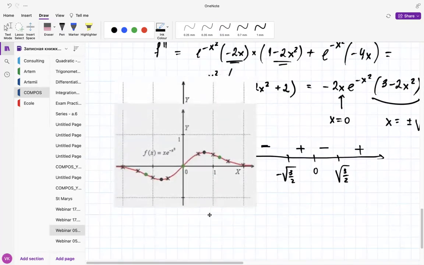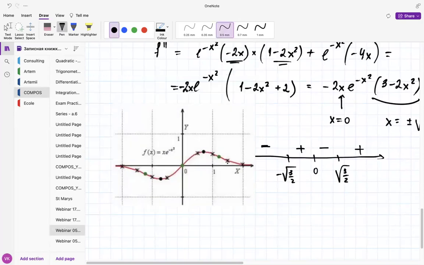And now those points here, which are stop points, what do they reflect? Well, basically these stop points never reflect something. These green points reflect our inflection points. So this is our 0, where we change our concavity. This is our square root of 3 over 2, and this is our minus square root of 3 over 2. So I believe we've nailed it, and the picture is just the same as we were expecting it to be. Okay. Do you have any questions?